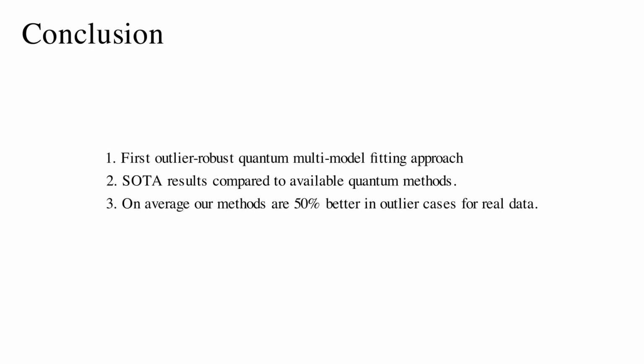In conclusion, this work has introduced the first outlier-robust quantum multimodal fitting method, delivering state-of-the-art results compared to currently available quantum methods. Notably, our methods outperform existing techniques by an average of 50% in handling outlier cases for real-world data, showcasing their robustness and practical applicability. Our solution is scalable, leveraging the decomposing strategy from QMF, and includes a decomposed version of our method for added flexibility. This work represents a significant step forward in applying quantum computing to complex real-world problems, and we believe it will pave the way for further innovations in the field.